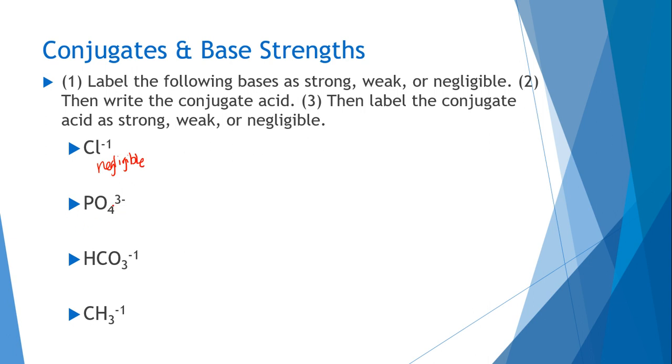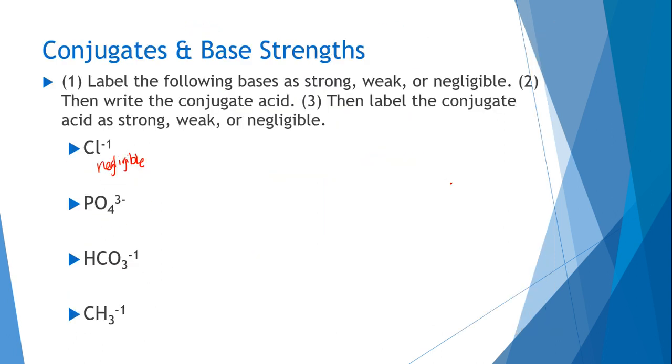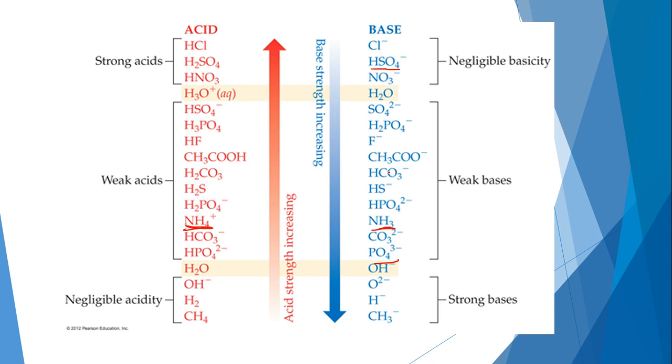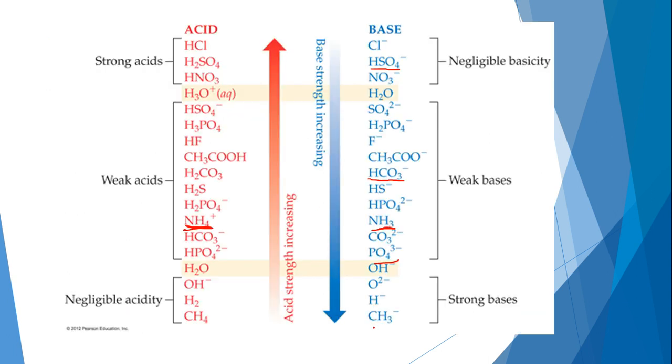PO4 minus 3. We're going to find PO4 minus 3 right here. Notice here it's weak. Weak. Next, we're going to find HCO3 negative 1. HCO3 negative 1, it's in the weak section. And then CH3 negative 1, we're going to find down here, CH3 negative 1, it's in the strong base section.